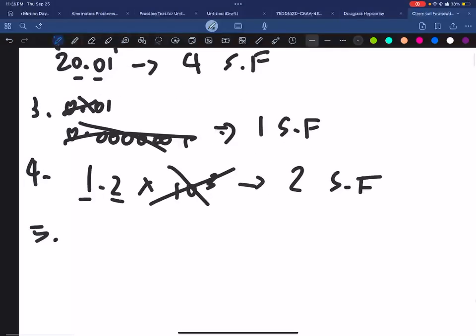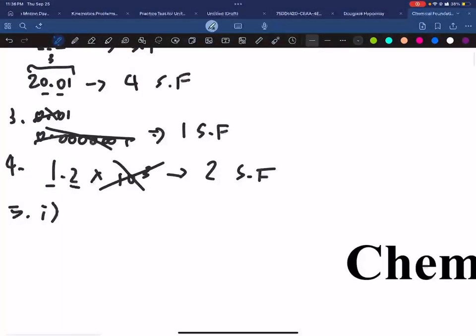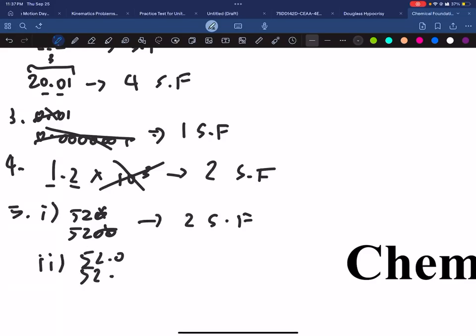Number 5 has 2 cases. Number 1, when it has no decimal points, the zeros in the back do not count. So both of these just become 2 significant figures. It's very simple. However, when there are decimal points, these zeros count as significant figures. So this becomes 3 significant figures, while this becomes 4 significant figures.